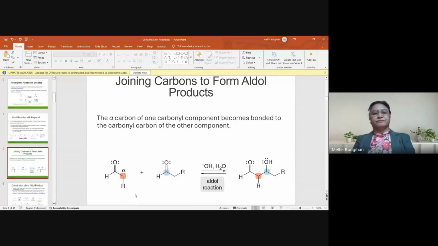And then your alpha carbon, when it's bonded to more R groups, then it doesn't matter. You just have more R groups here at your alpha carbon. But you just think of your alpha position and how it connects to the carbonyl of the other aldehyde or the ketone, so that you form your CC bond.